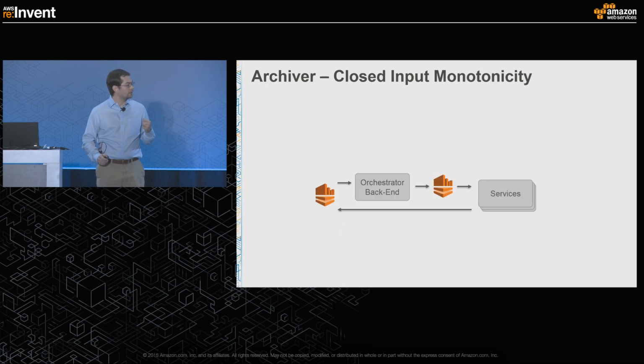Now, the other thing is that we need to make sure that we're making the same decision in both our archiver as well as our orchestrator. In other words, the orchestrator's decisions, which are dependent on the data, dependent on things like capacity of what it's going to dispatch, need to be reflected actually in the archiver itself. And the only way to do that is to use what we call closed input monotonicity.